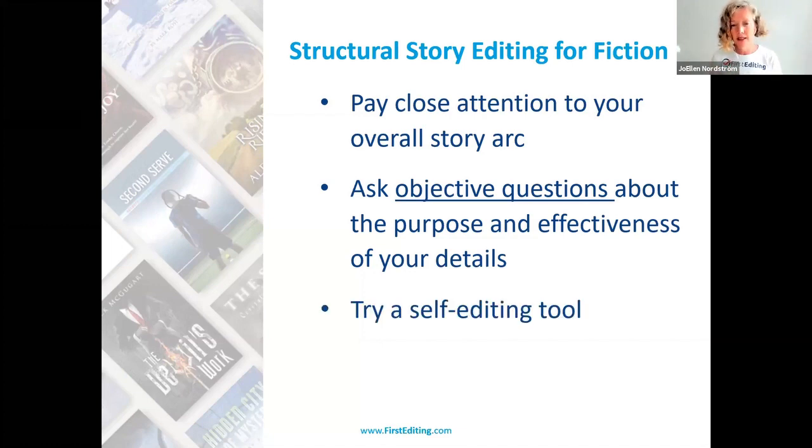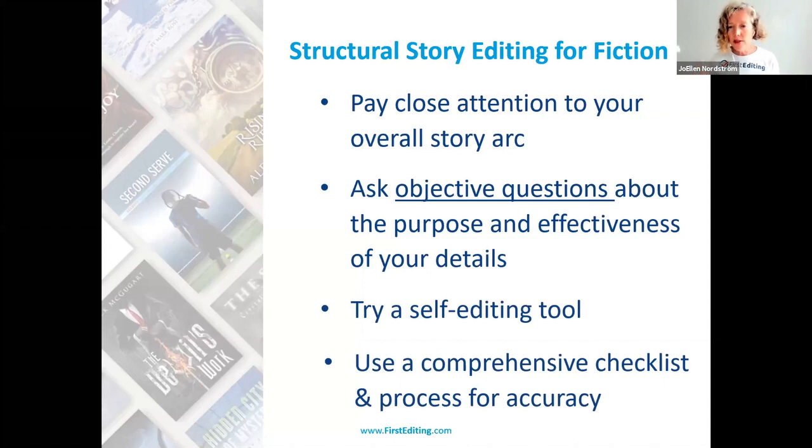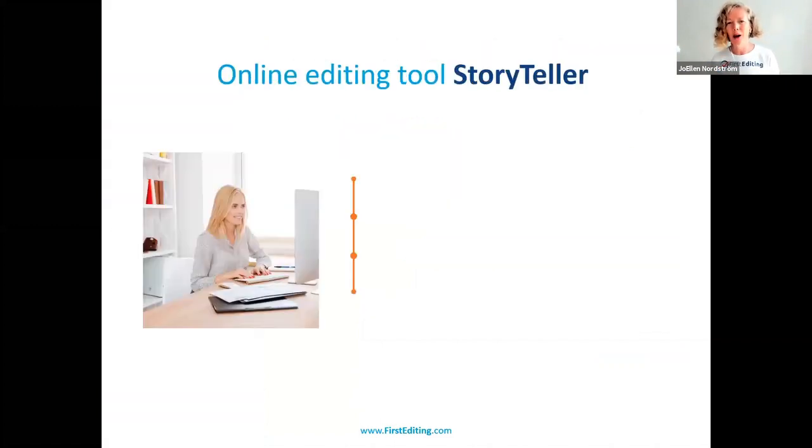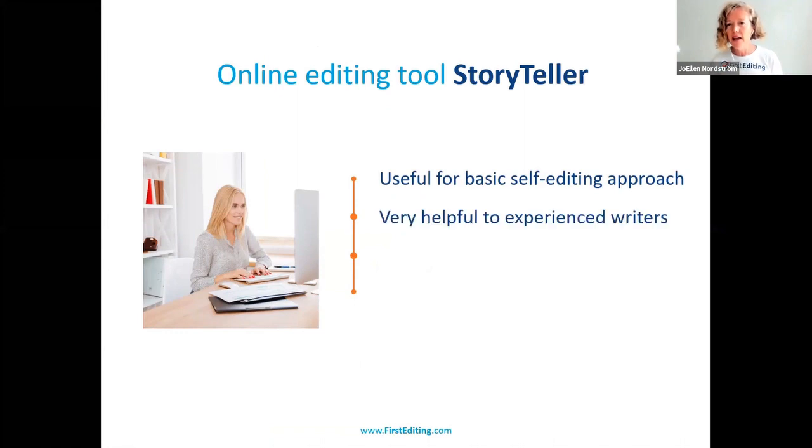So again, try that self-editing tool, use the checklist and a process for accuracy. We have a checklist of 38 story elements, and I believe we've covered this a couple times in all of our different scenes, but I will continue to share that with you. The one particular one that I use, the 38 elements that we're looking at, is Storyteller. It's another online software, and it's good for basic self-editing. It's what we use in our background. We have the editorial licensed, certified editorial admission to that.